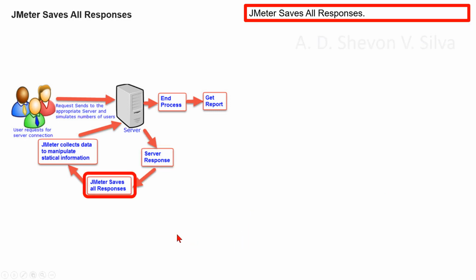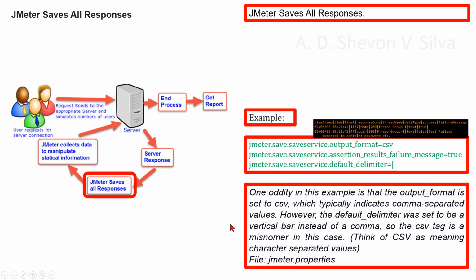Now we are focusing on how JMeter saves all responses. As an example, we can consider these properties here in the JMeter.properties file.